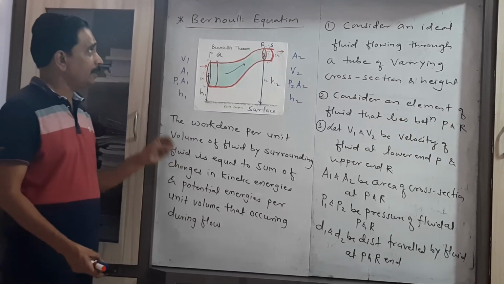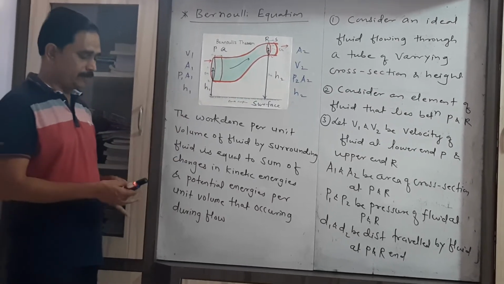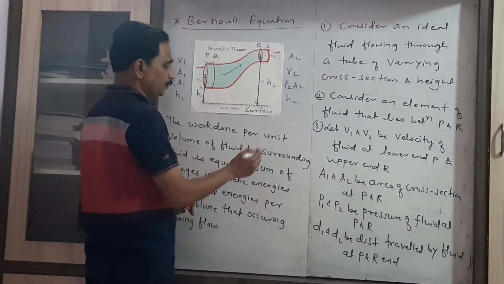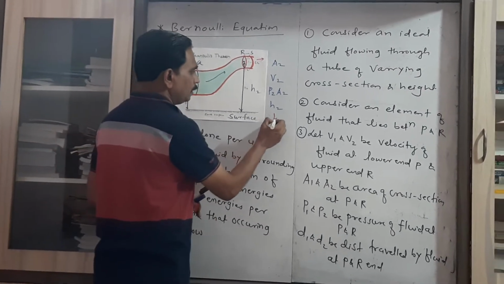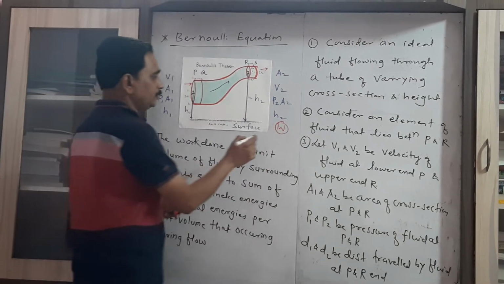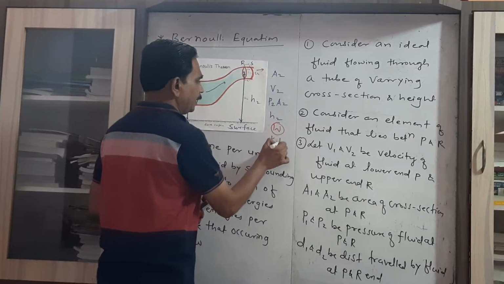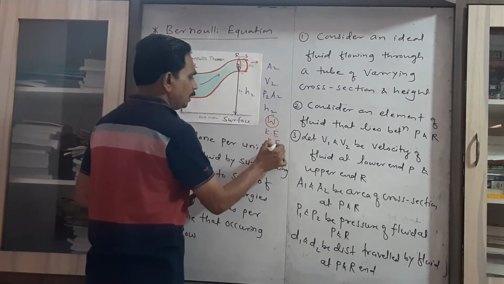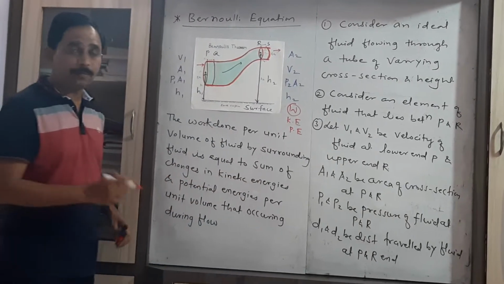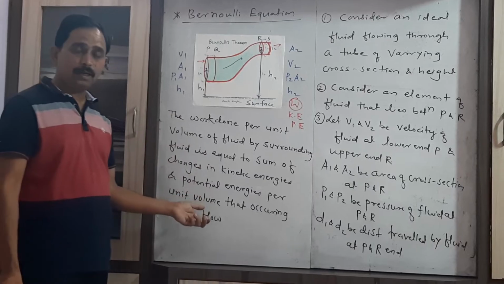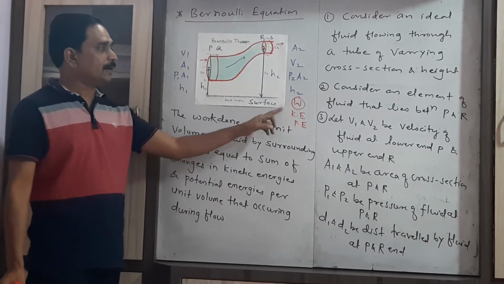It means here, in order to obtain this equation, we have to consider three things. The first one is the work done during the flow of the fluid. The second one is their kinetic energy, and the third one is their potential energy. So when we obtain these three values, then we have to equate work done equal to the sum of kinetic energy and potential energies.